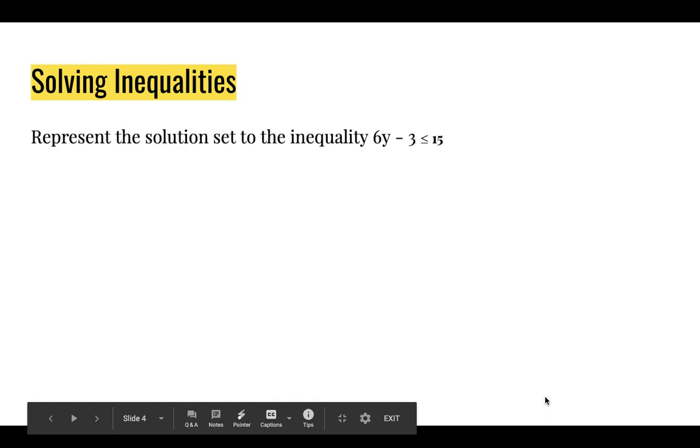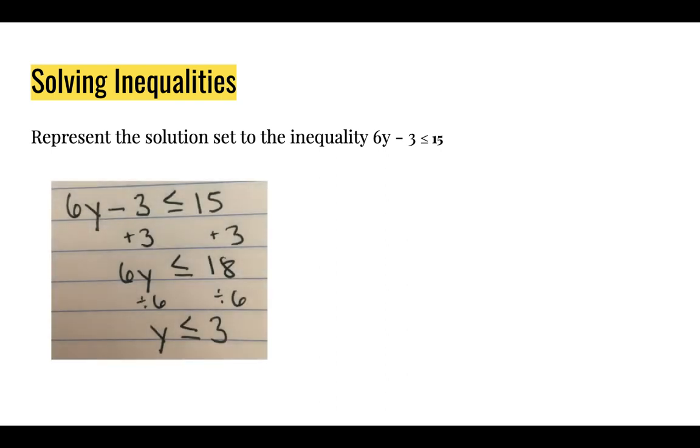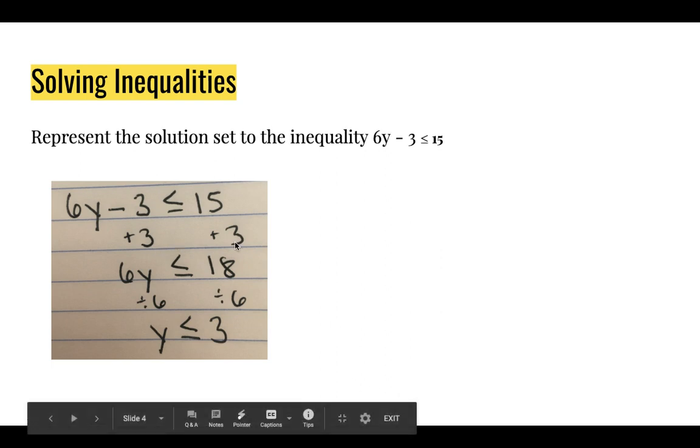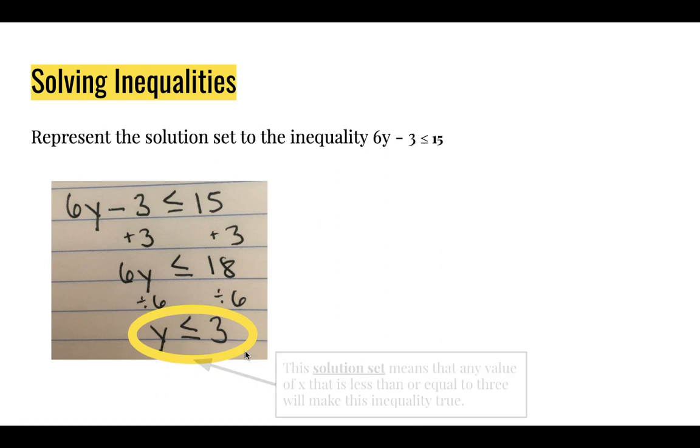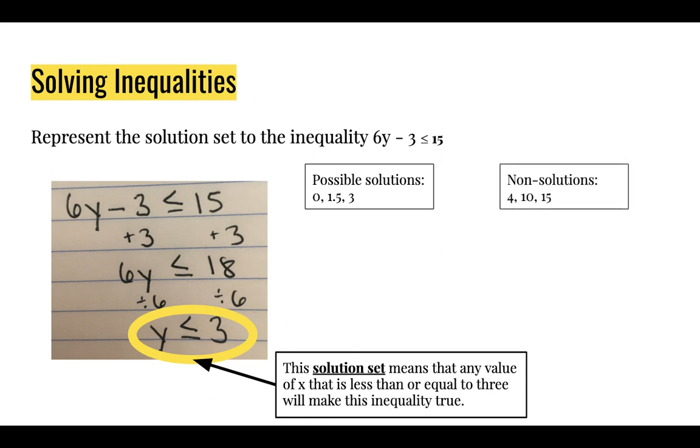Let's look at another example. Let's represent the solution set for the inequality 6y minus 3 less than or equal to 15. Again, I'm going to use the same steps that I used to solve an equation to isolate the variable. So first, I add 3 to both sides. Then I divide both sides by the coefficient 6, and my solution set is y is less than or equal to 3. This means that any value of y less than or equal to 3 will make this inequality true. Some possible solutions, therefore, are 0, 1.5, 3, and some non-solutions are 4, 10, 15.